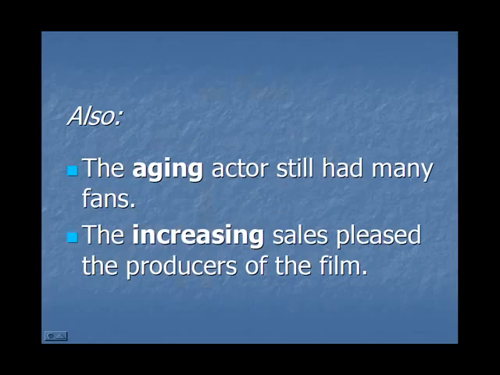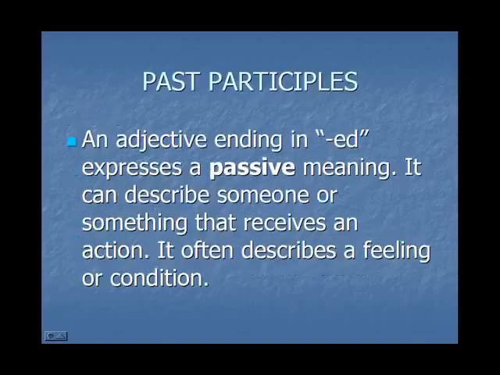Here we still have adjectives that have an active meaning because someone or something is performing an action, but we're not talking about an effect on others. We're not talking about creating feelings or emotions in others. The person or thing is performing an action, but it's more about an ongoing action, meaning the action continues over a period of time. The actor is getting older, so we can call him an aging actor. The sales are getting bigger, so we can describe the sales as increasing sales.